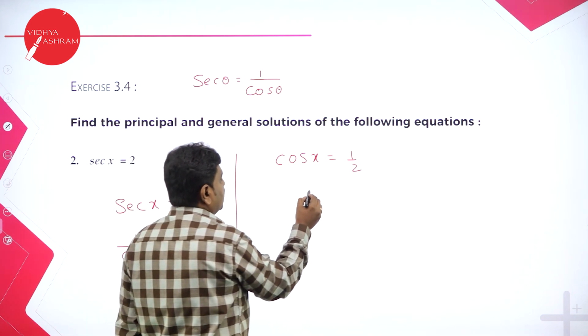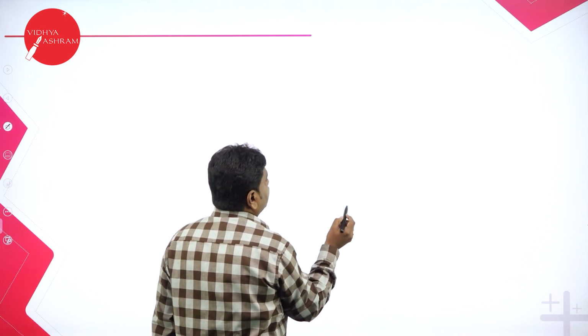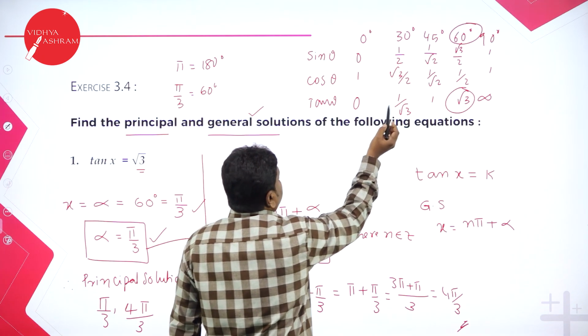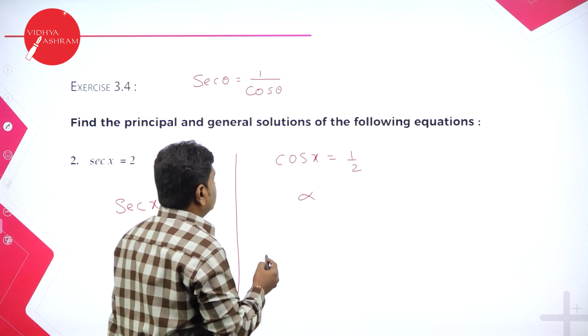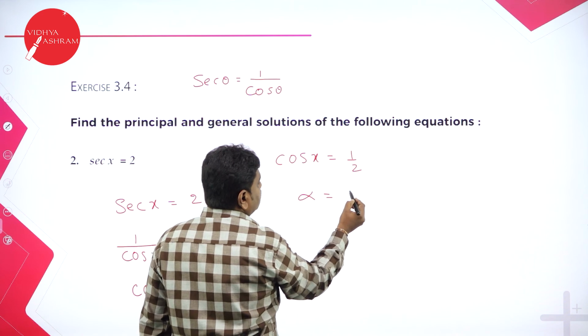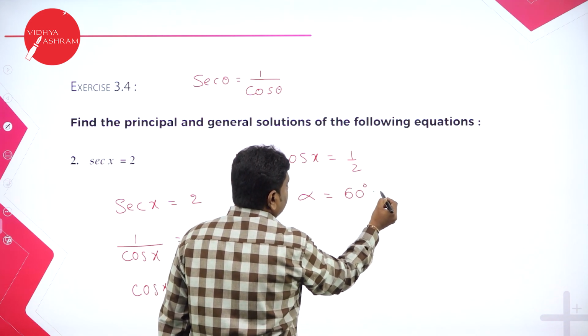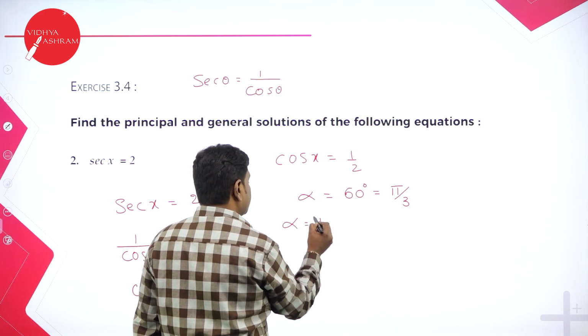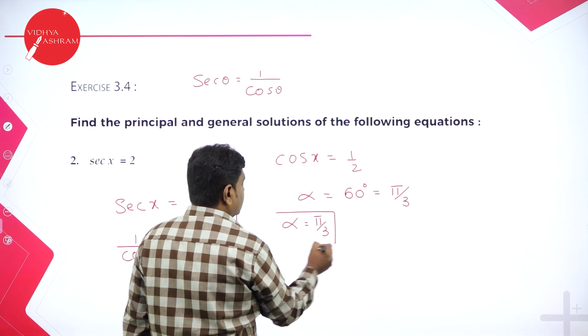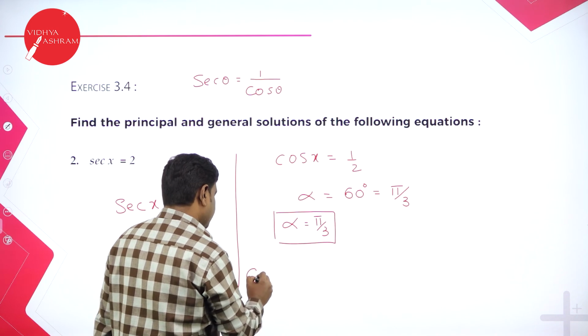So in the cos table, where will you get alpha? Here you can see the cos table gives half at 60 degrees. Alpha is 60 degrees. 60 means what? Pi by 3. So you got the principal value. What is the principal value? Pi by 3. Now we should write the general solution.